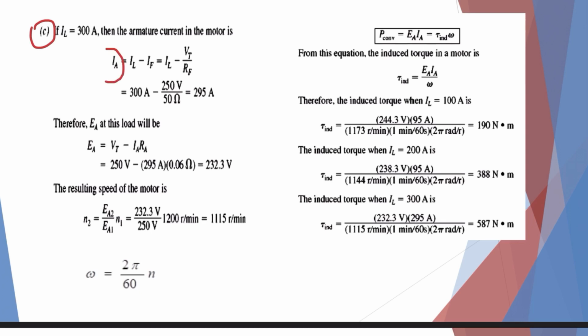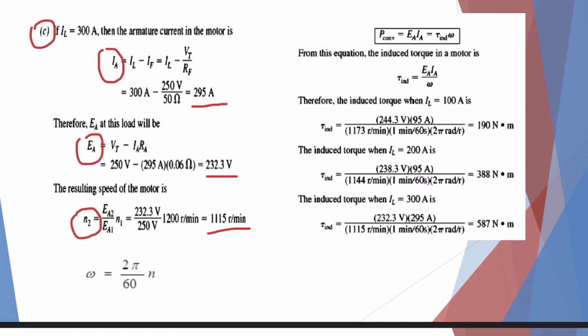Then we will find IA. IA will be 295 amperes. Then EA will be, guys, 232.3 volts. The new speed will now be 1115 revolutions per minute. Okay, let's come to the last part, to find the induced torque.